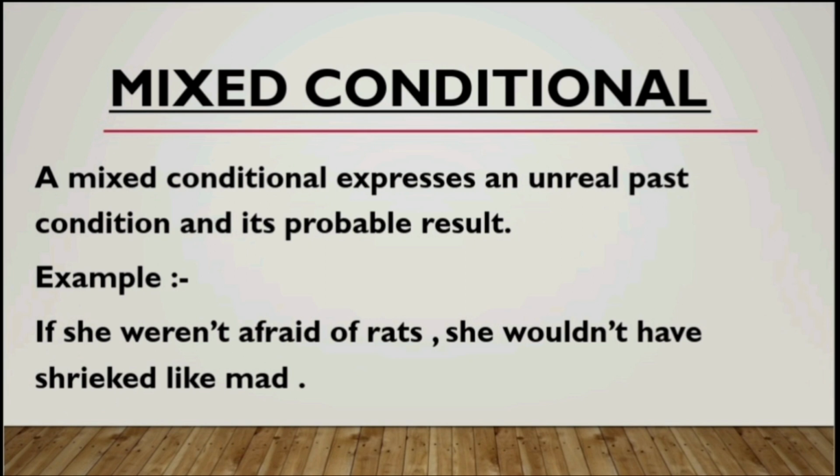If she weren't afraid of rats, she wouldn't have shrieked like mad. So the reality is she is afraid. She was afraid of rats, right? But if it could be the other way, that is an unreal condition where she weren't afraid of rats, then the situation might be different. So she won't have shrieked like mad. So therefore, a mixed conditional expresses an unreal past condition and its probable result.